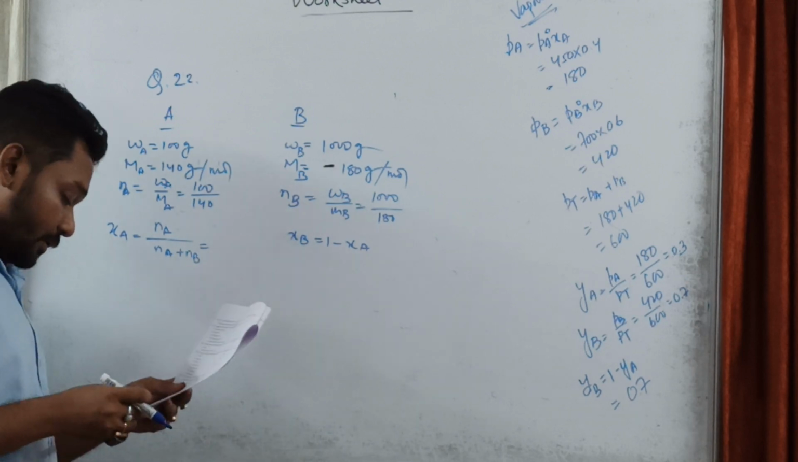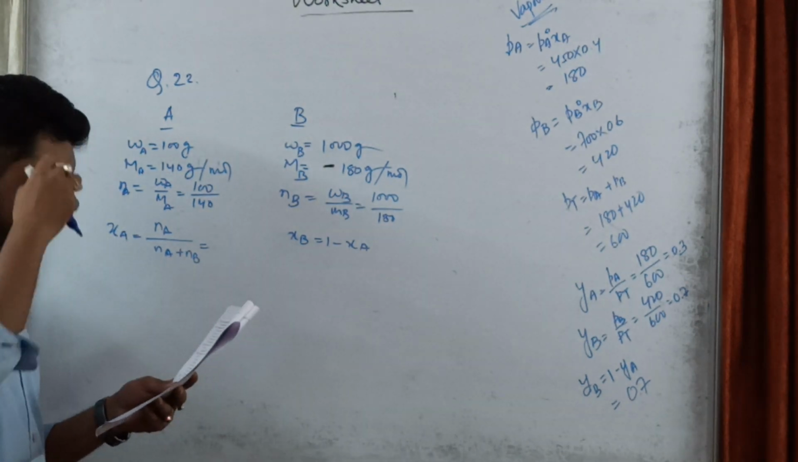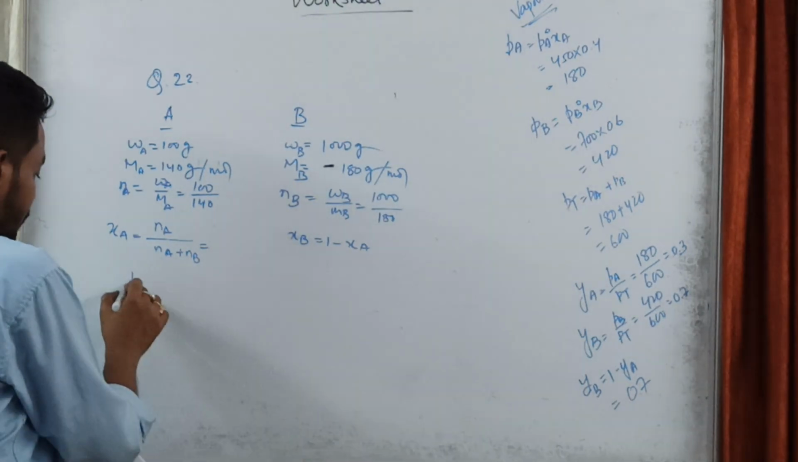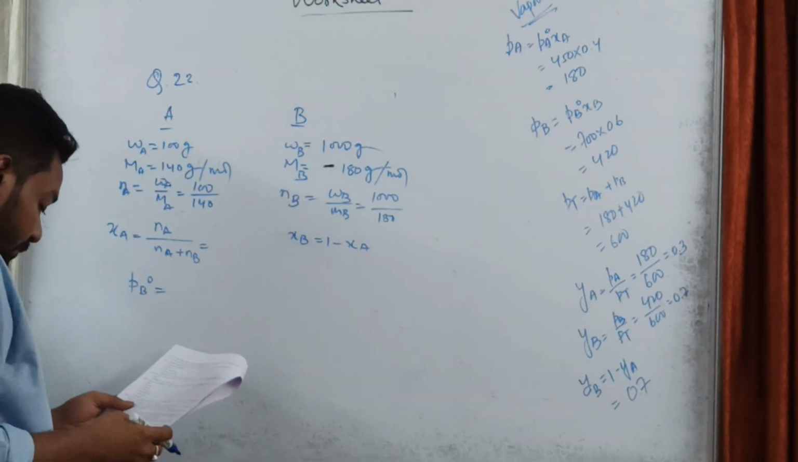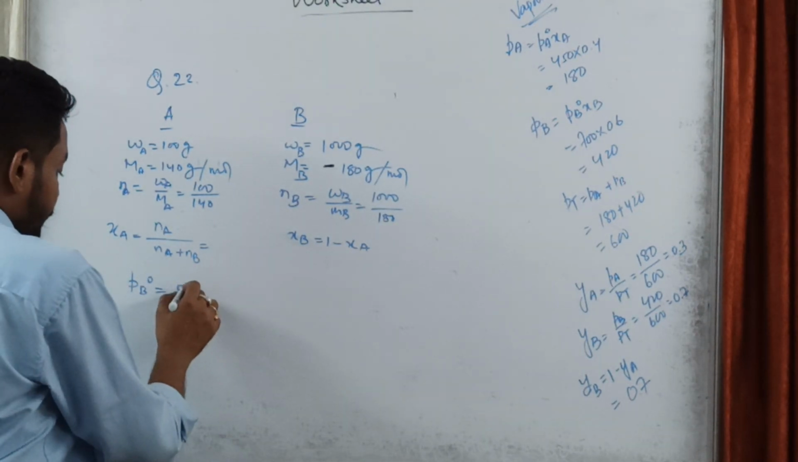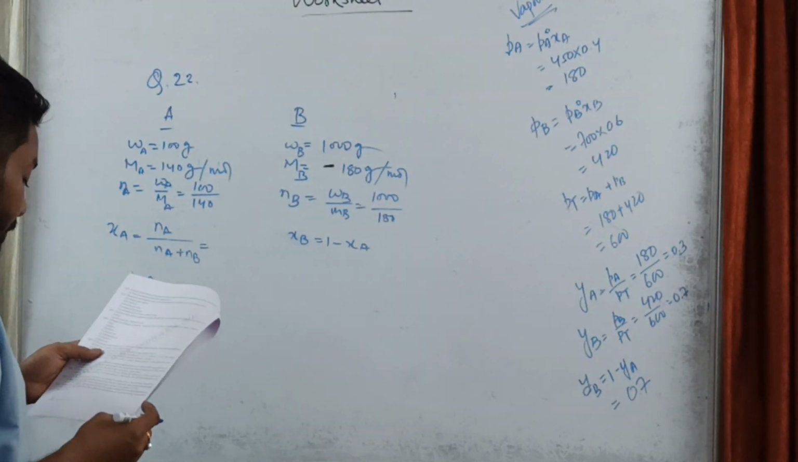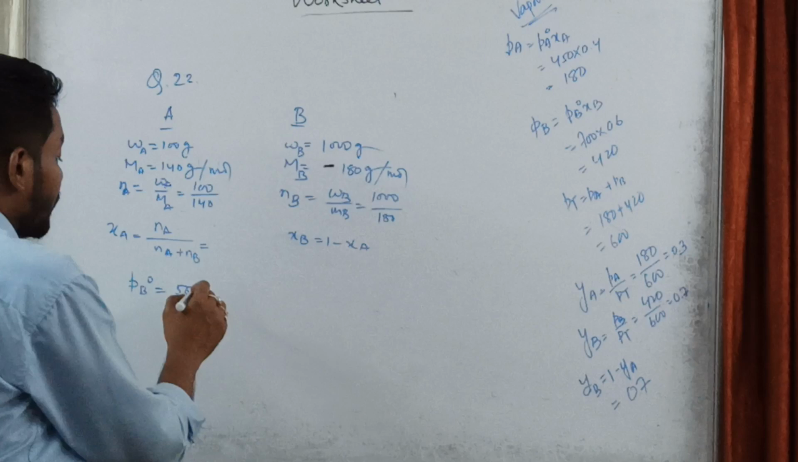Now they are saying the vapor pressure of the pure liquid B, that means PB0 is given. See, PB0 is given. What is the PB0 value? 500, 500 torr is given. They are asking to calculate the vapor pressure of pure liquid A. That means they are asking what should be PA0.